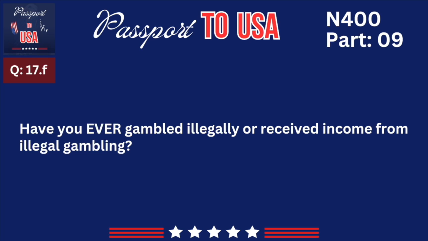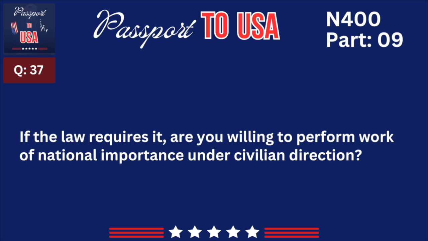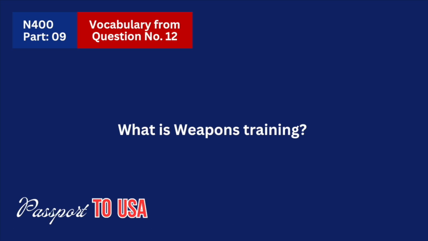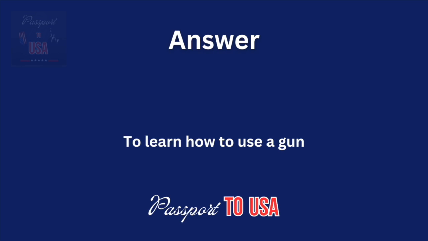Have you ever gambled illegally or received income from illegal gambling? No. If the law requires it, are you willing to perform work of national importance under civilian direction? Yes. What is weapons training? To learn how to use a gun.